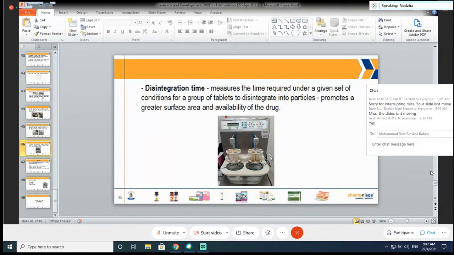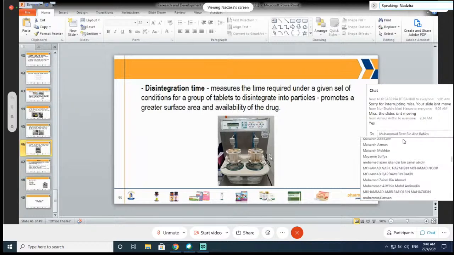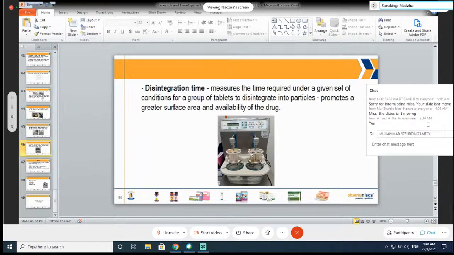So next is the disintegration time. This is very important to have an idea of the dissolution, because the tablet needs to break up or disintegrate first, and then we go for the dissolution process. So disintegration time measures the time required, under a given set of conditions, for a group of tablets to disintegrate into particles. It will promote greater surface area and availability of the drug.